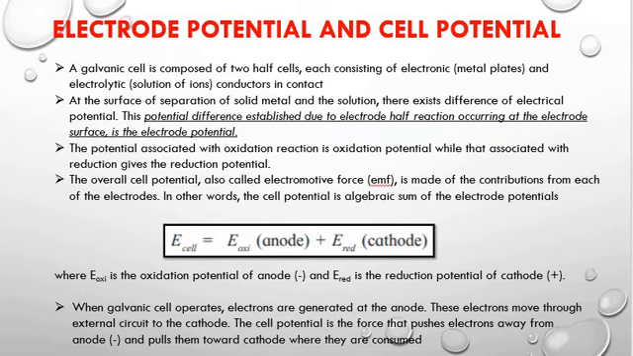When galvanic cell operates, electrons are generated at anode and the electrons will move through the external circuit to the cathode. The cell potential is the force that pushes electrons away from anode and pulls them towards the cathode where they are consumed.